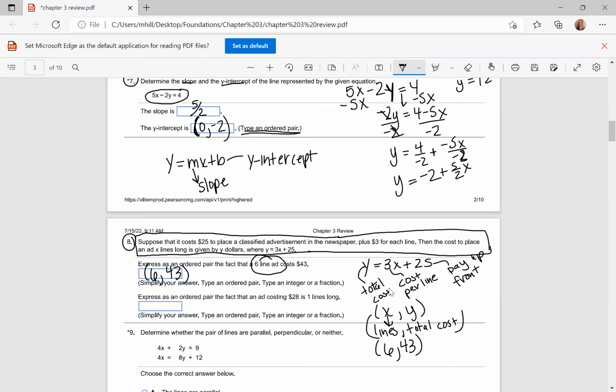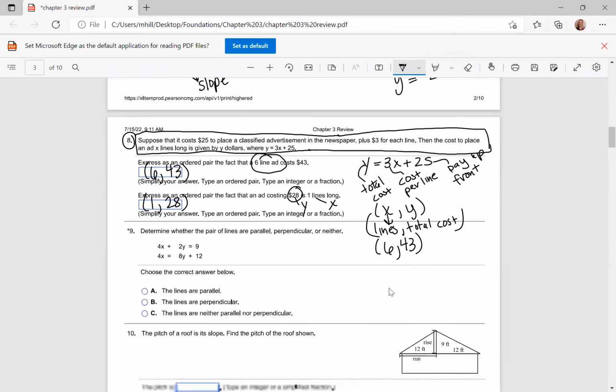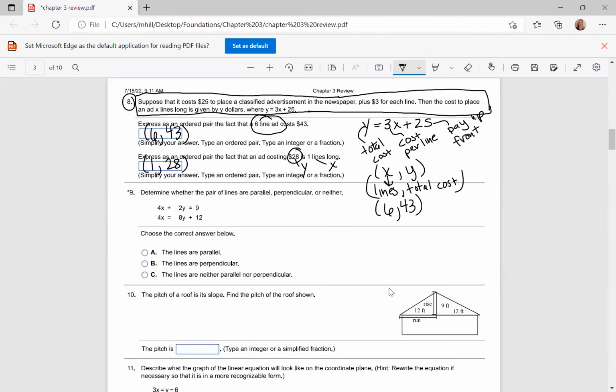So express as an ordered pair the fact that an ad costing $28, that's the total cost, this is where Y goes, is one line long, that's X. So that would be one line long, the total cost is $28. Okay. I'm going to give you just a minute to make sure that you were able to get that jotted down.